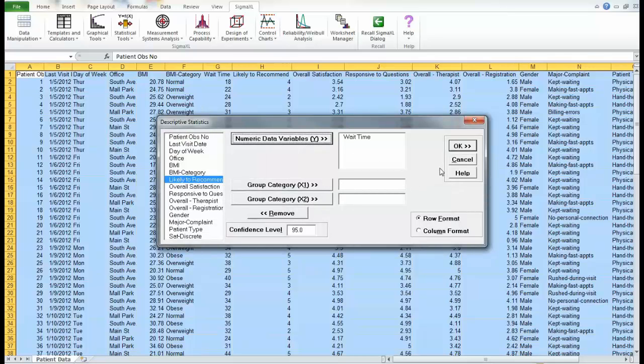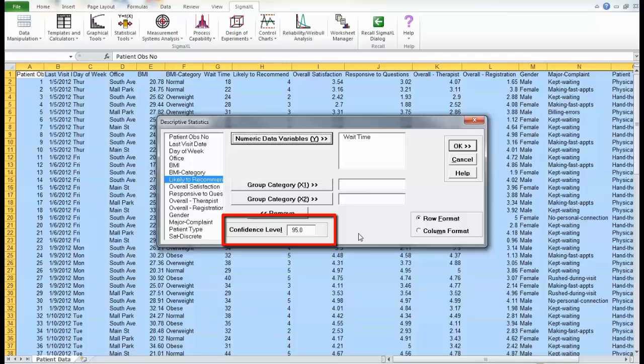Before we go on, note that if you wanted to create confidence intervals by office, we could include that as X1. If you wanted to do it by day of week, by gender, by type of patient, whatever, this allows you to do a main variable, but you can also categorize it out by several other variables. In this case, we're focused just on wait time.